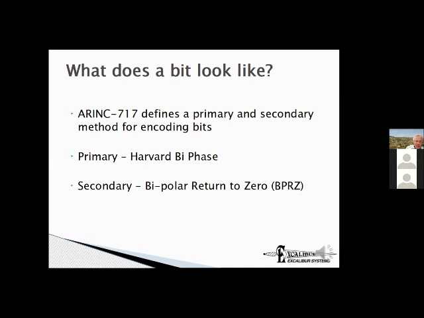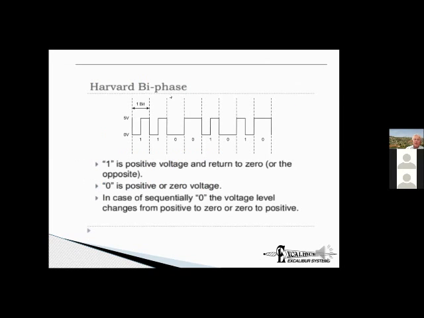Let's look at what they are, just to give you an idea. Harvard biphase says that a 1, I know that a 1 is a 1 because in the middle of the bit, it changes, right? Now, it could change by going up or it could change by going down. In the first box, we see it changes by going up.